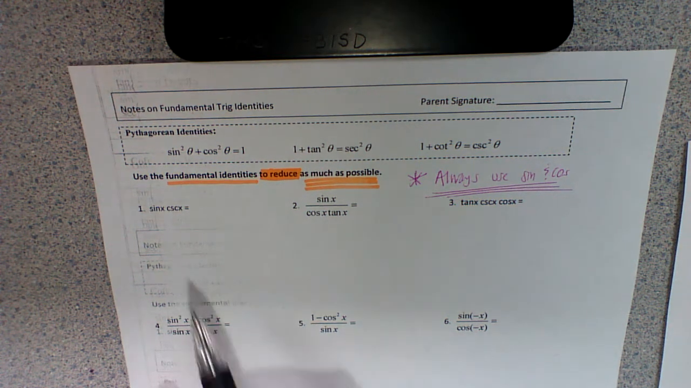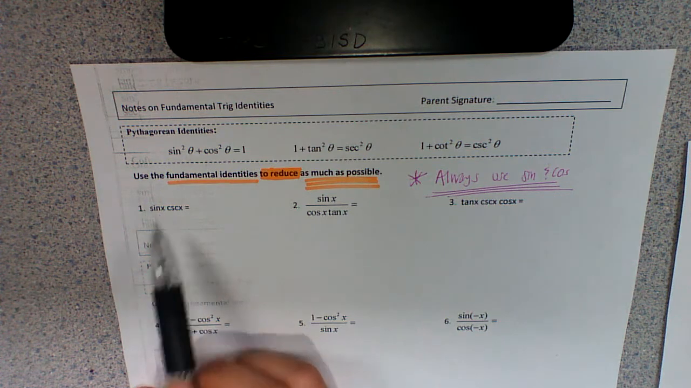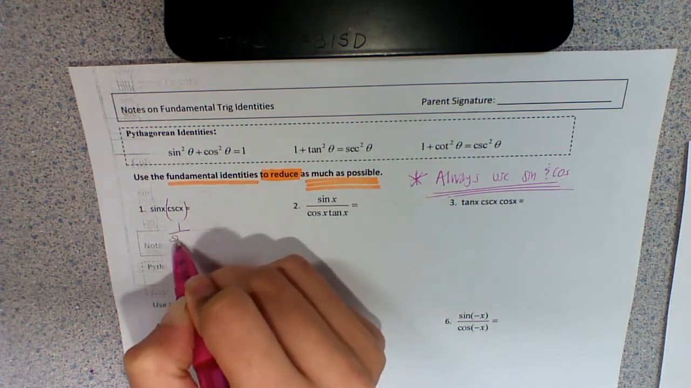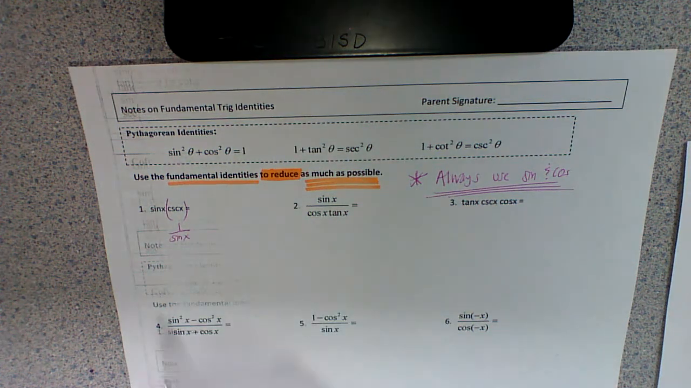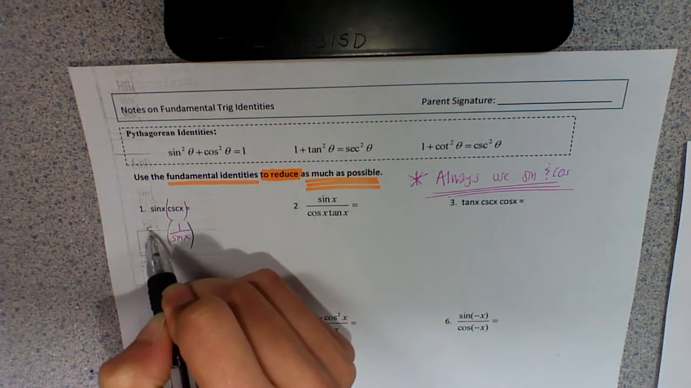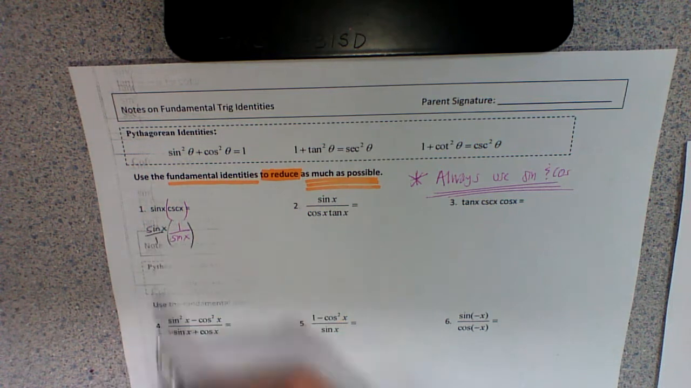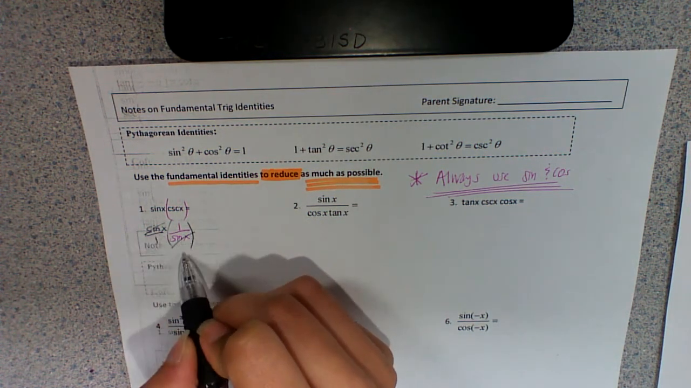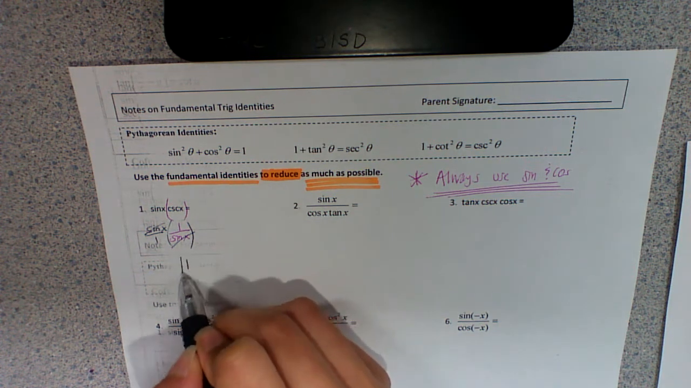Okay, so then on number 1, sine is just sine. I know cosecant, though, can be written as 1 over sine. And I'm just going to bring the sine that was in the front down and put it over 1, because now I know that sine and sine cancel, leaving me with 1, and that's my answer.